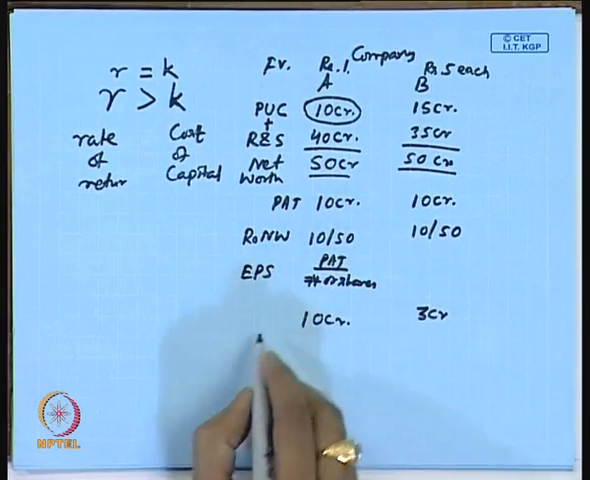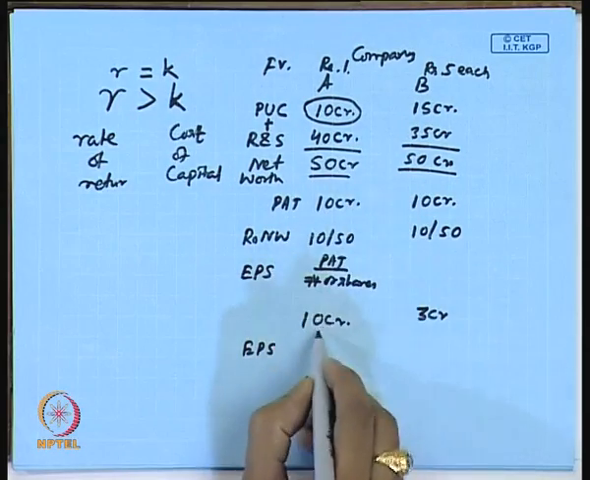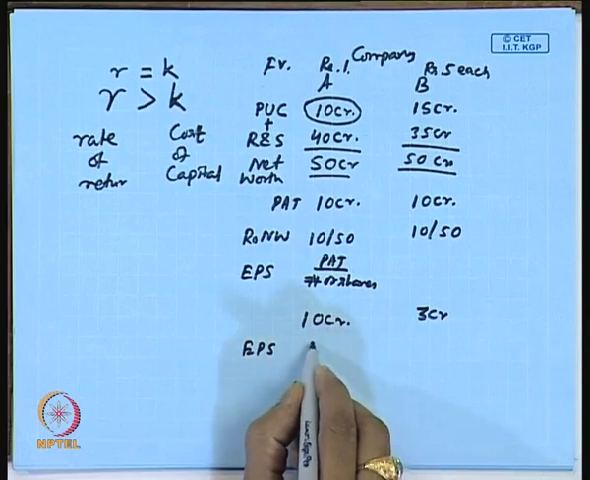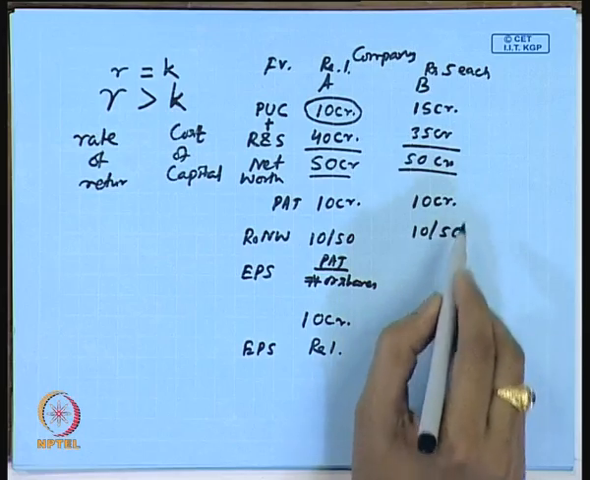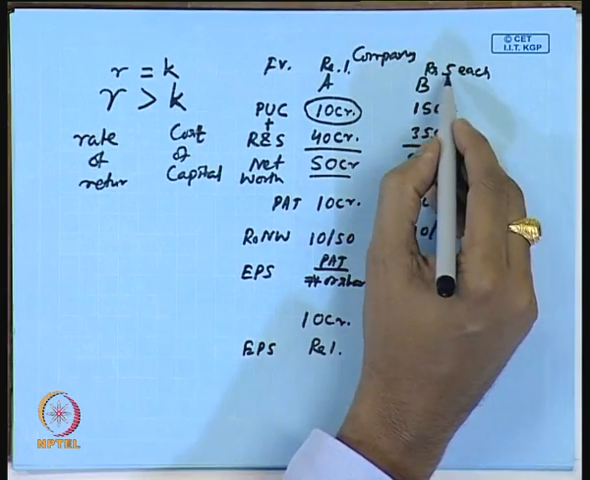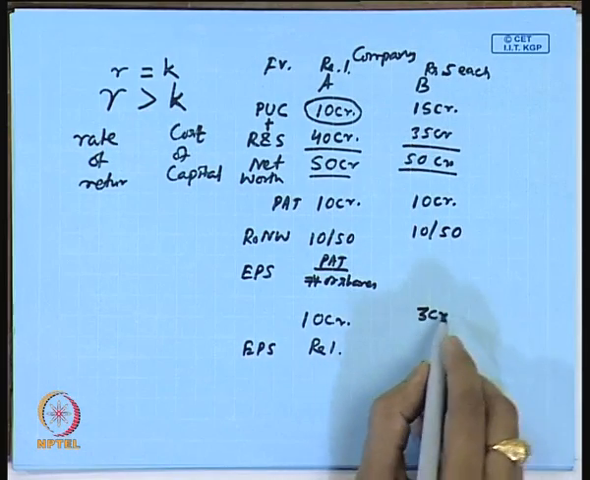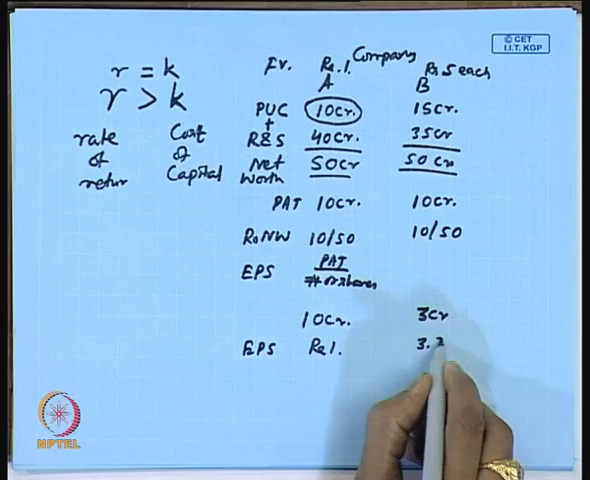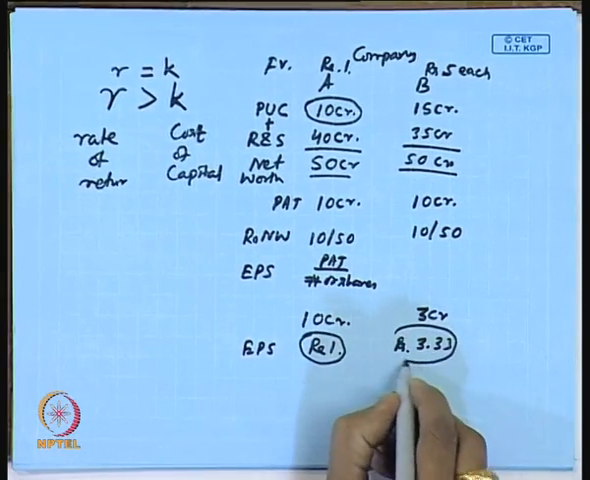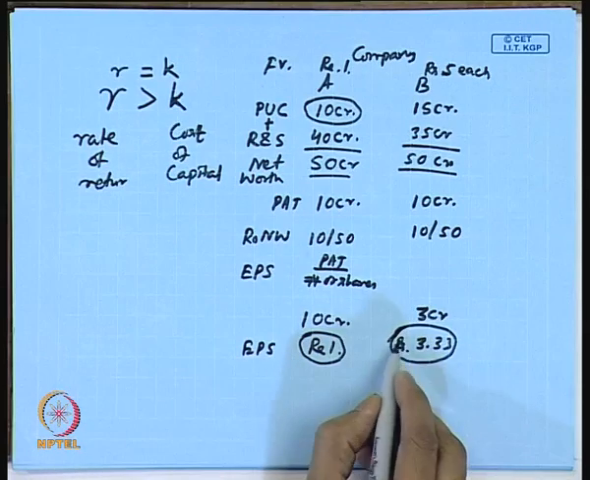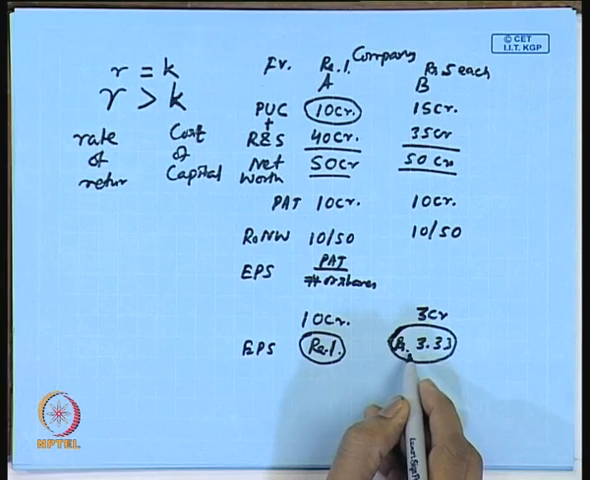So, what happens here, if you go for earnings per share, company A has 10 crore profit after tax and 10 crore number of shares, so it becomes rupee 1. Company B also has 10 crore profit after tax, but the number of shares is 3 crore because the face value of the share is 5. So, 15 by 5 comes to 3 crore shares. So, 10 by 3 comes to 3.33 rupees. Obviously, company B looks to have an edge over company A because it is having a higher earnings per share.